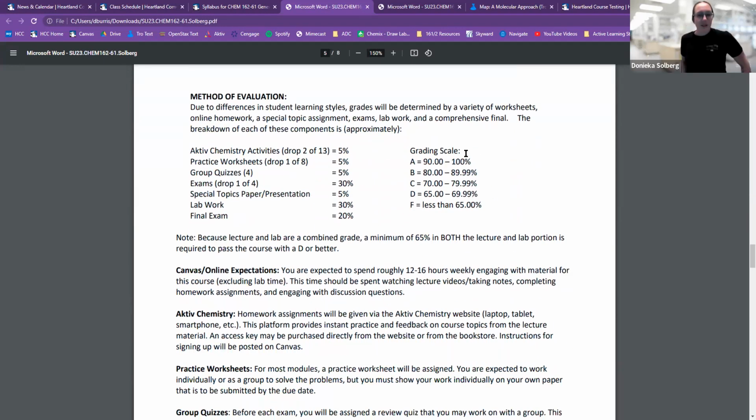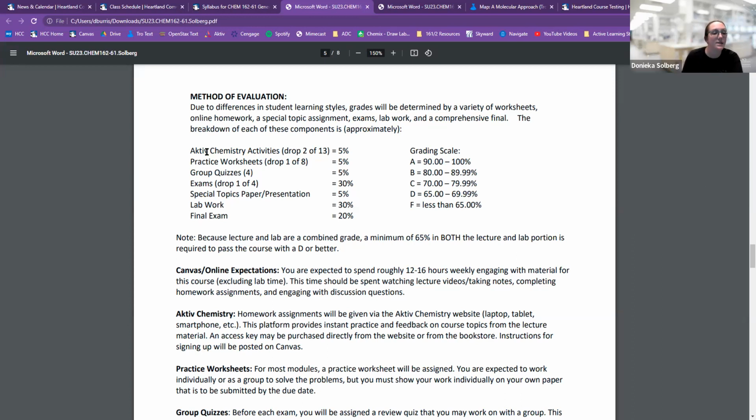Method of evaluation, right? The most important thing on here is how do you get your grade? So first I want to point out that a D is a 65%. You do have to have a 65% in order to pass, and you have to have a 65% in both lecture and lab. If you fail the lab, but you pass the lecture, you cannot pass the course. If you fail the lecture, but pass the lab, you cannot pass the course. Okay, so you do have to pass the lab and the lecture in order to get credit for the course.